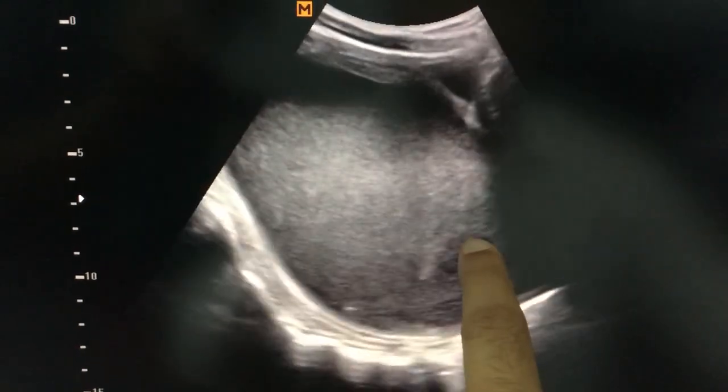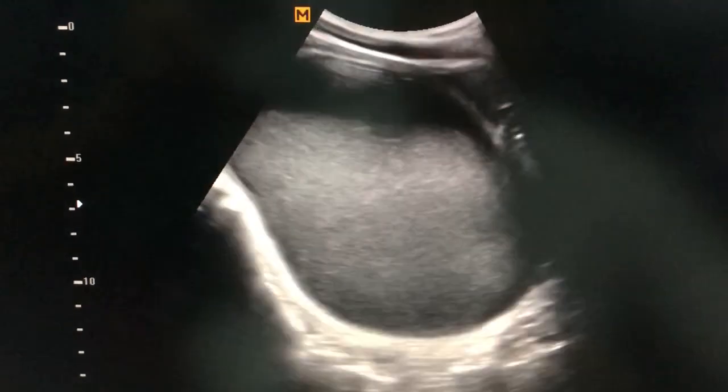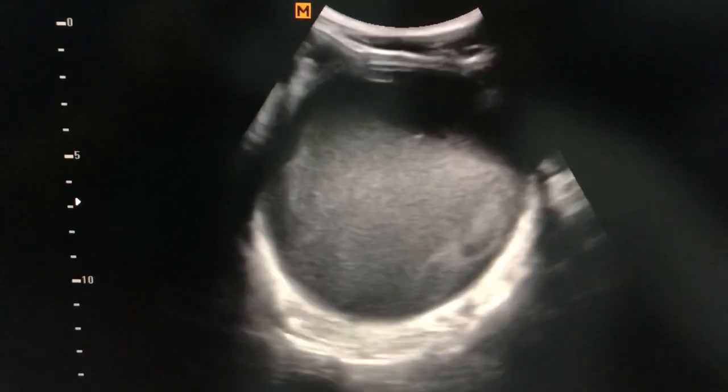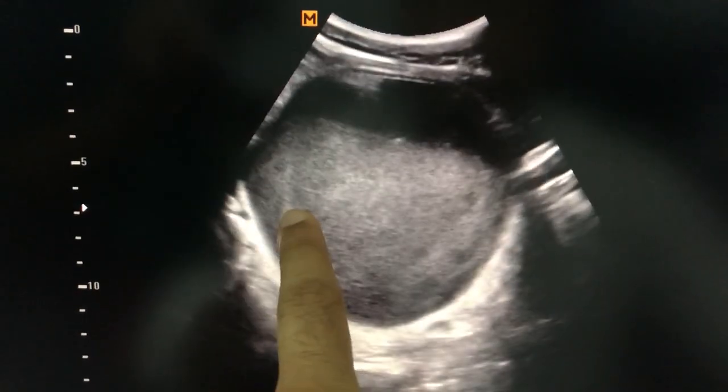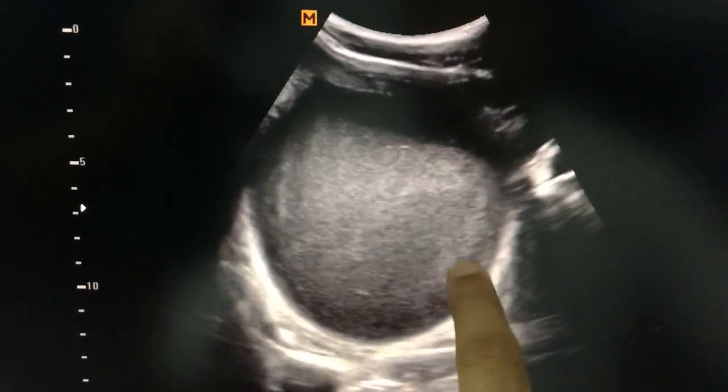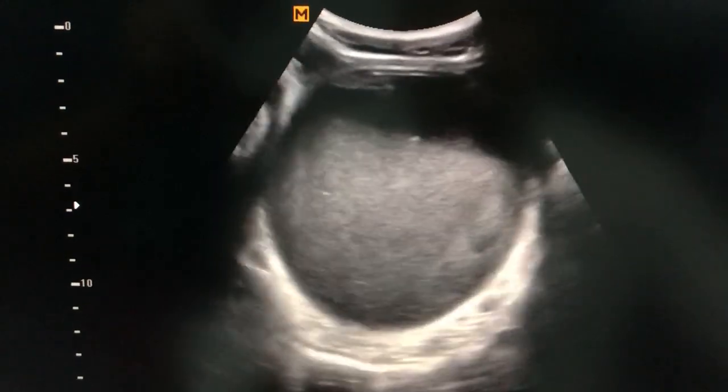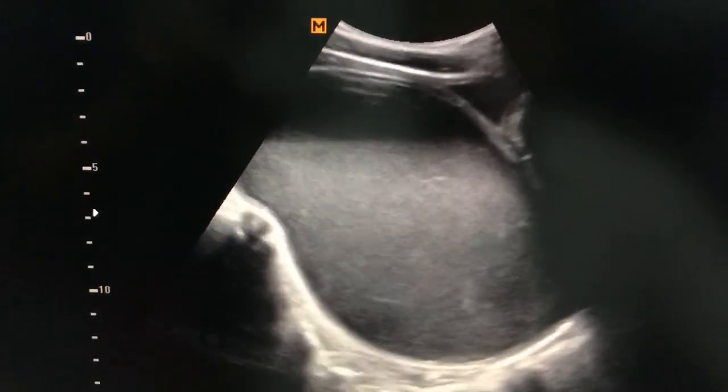There are internal septations. You see this hazy pattern. This is typical of the hemorrhage, internal blood collection.